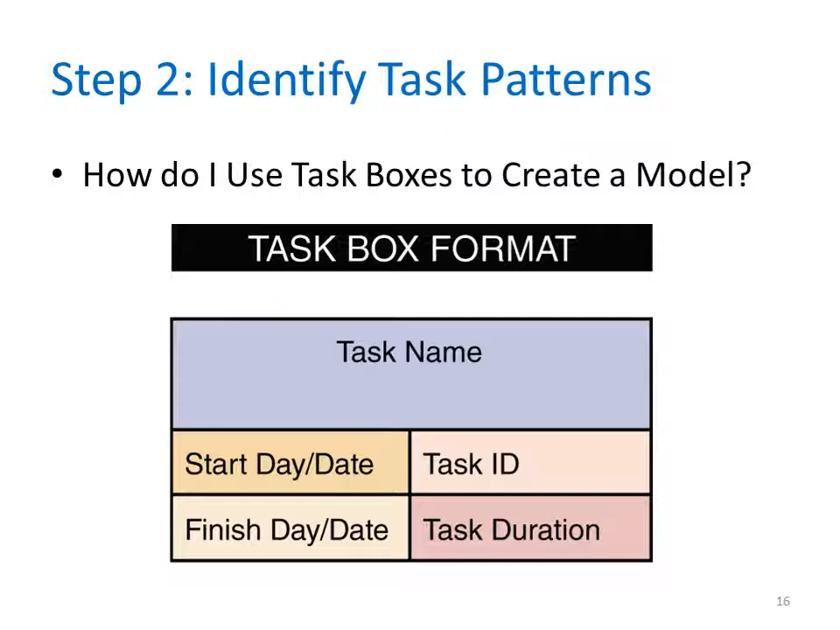The next is the task ID. It can be a number or a code that does provide a unique identification. This task ID cannot be repeated. The task duration is just what you think it is. It's the amount of time it will take to complete the task. And then of course you have to have a start date and a finish date.